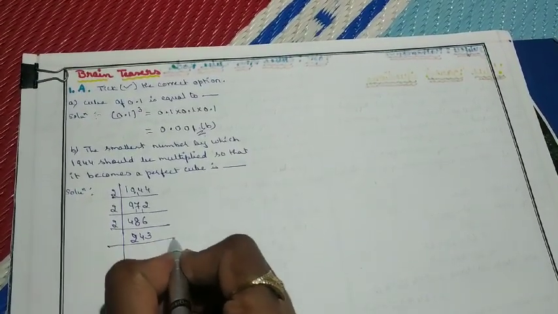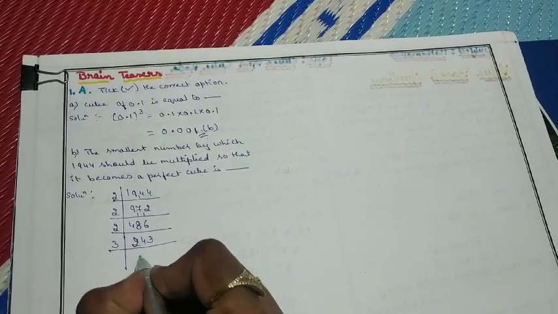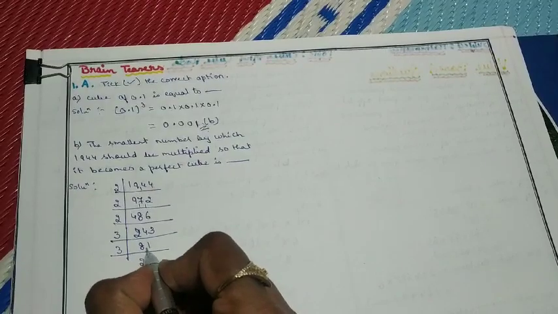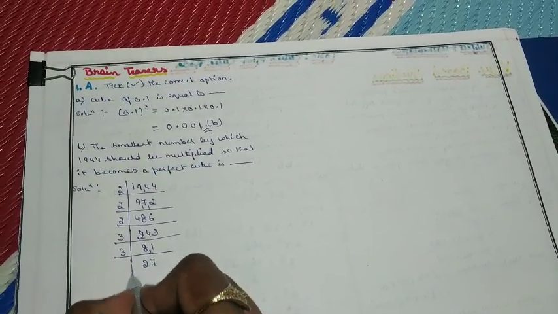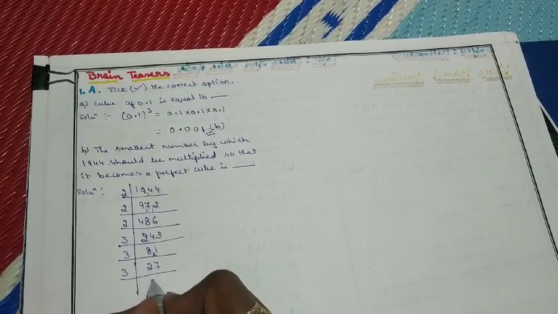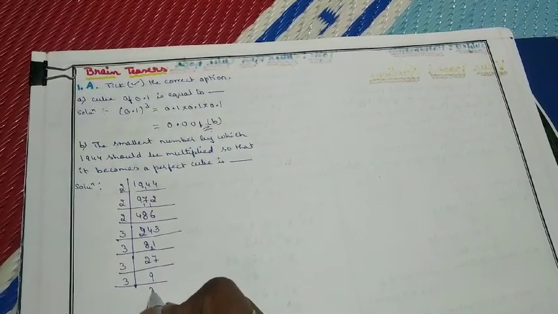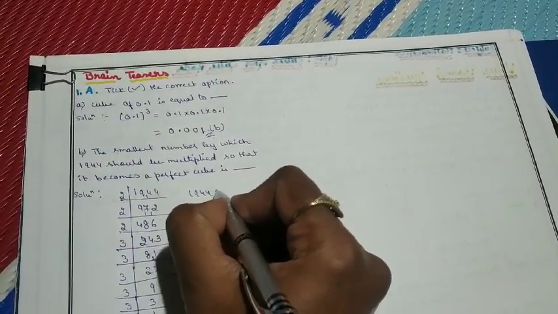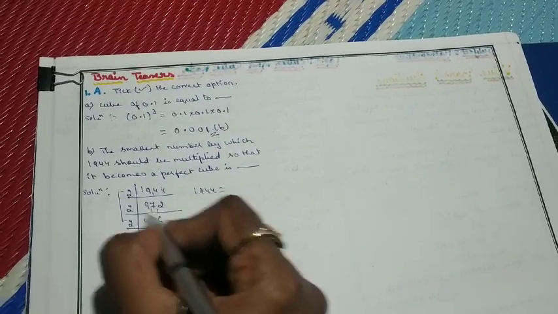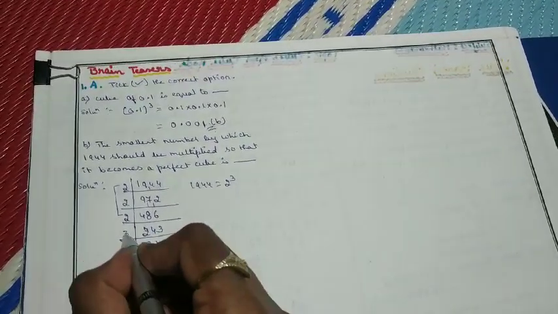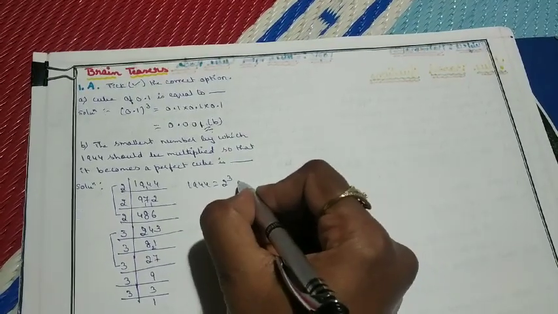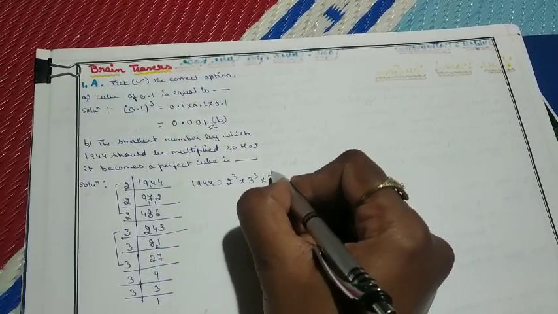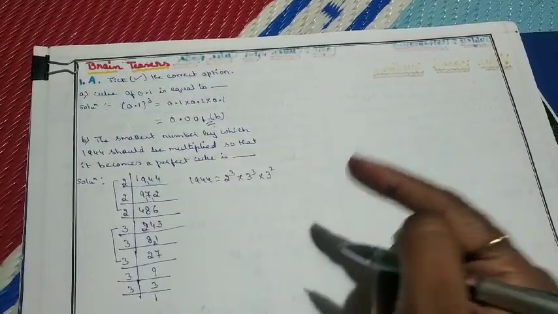It is ending with 3, children, so let me check with 3. 3 8s are 24, 3 1s are 3, then 3 2s are 6, 2 remains, 3 7s are 21, then 3 9s are 27, 3 3s are 9 and 3 1s are 3. So 1944 can be written as these two triplets make 2 cube and these 3 triplets make 3 cube. And here you can see the factor 3 is repeating 2 times. To make it into a triplet, one more 3 is required.